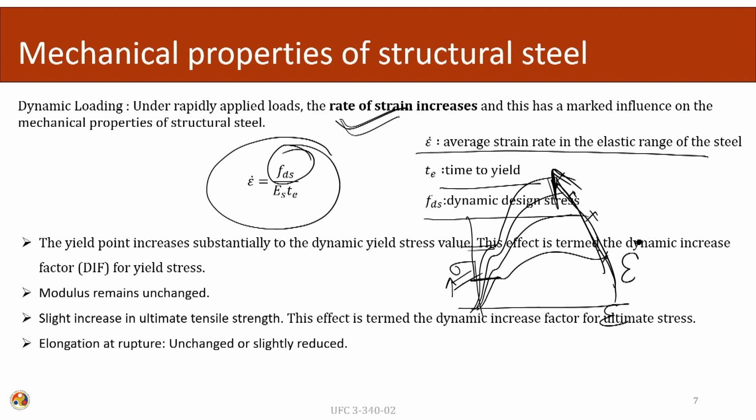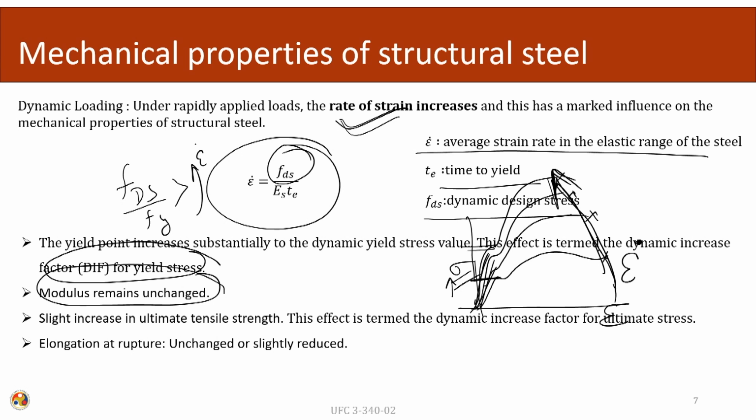This effect is termed the dynamic increase factor for the yield stresses. It simply means that the ratio of the dynamic stress to Fy becomes large as the value of the strain rate increases. The modulus more or less remains unchanged. It means that the slope of this curve more or less remains constant. There is a slight increase in the ultimate tensile strength.